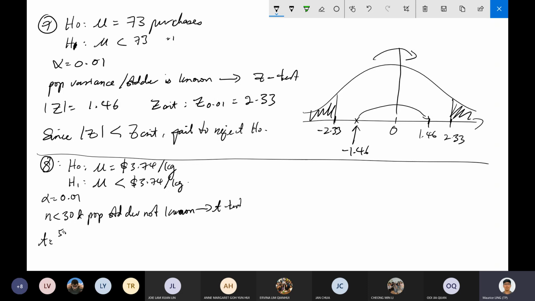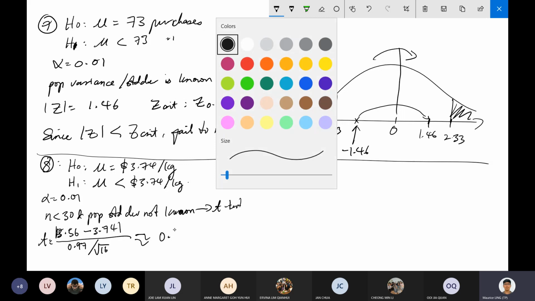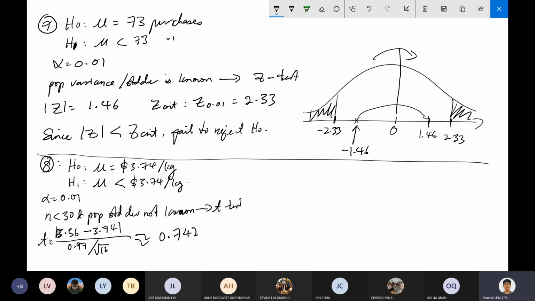Okay, 3.56, absolute, minus 3.74, divided by 0.97 over square root of 16. So you end up with about 0.742. While the critical region, 0.01 for 15 degrees of freedom, is 2.602.